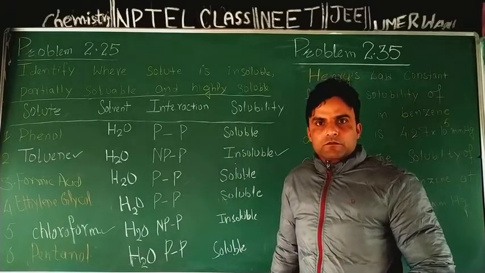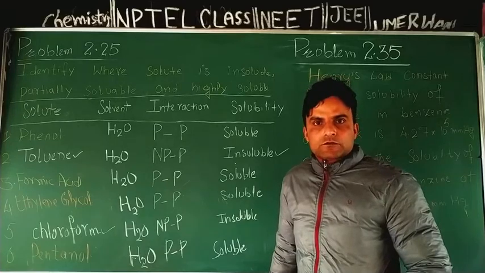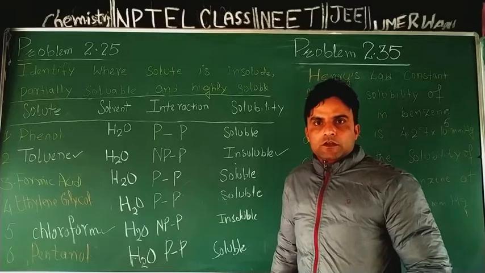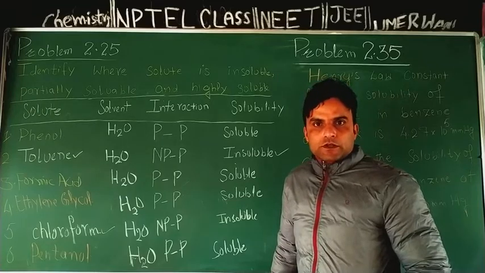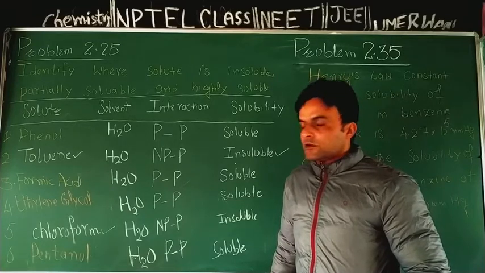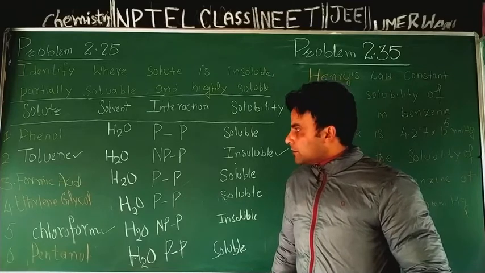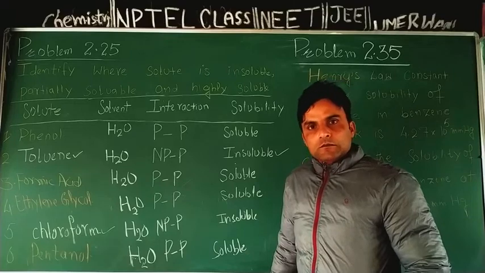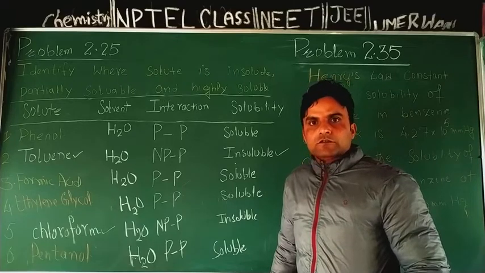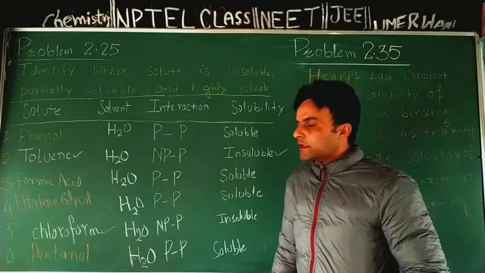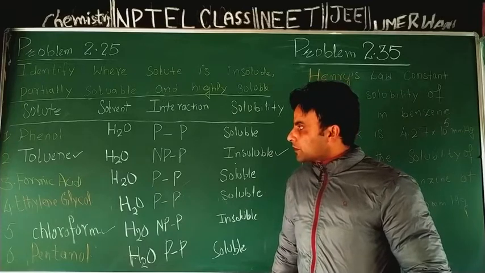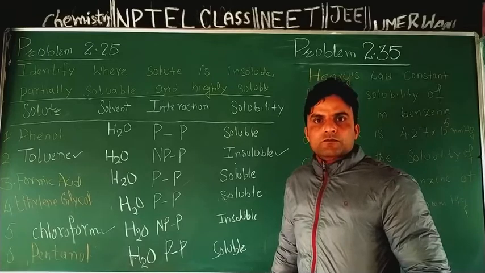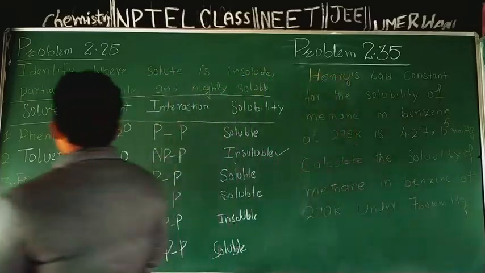Phenol is also a potential electrolyte. Formic acid is also a potential electrolyte. In water both furnish H positive ion. Phenol will give phenoxide ion and H positive ion. Formic acid will give formate ion and H positive ion. But the extent of ionization of formic acid is greater than phenol. So formic acid is a more powerful electrolyte than phenol.